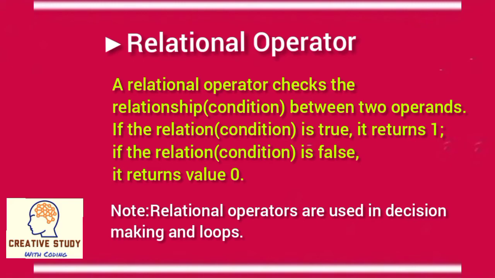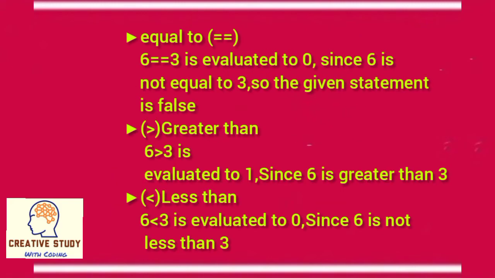Let's see relational operators like the equal to operator. 6 equal to 3 is evaluated to 0 since 6 is not equal to 3, so the given statement is false. Let's see another relational operator, greater than. 6 is greater than 3, so it is evaluated to 1 since 6 is greater than 3. Let's see another relational operator, less than. 6 is less than 3 is evaluated to 0 since 6 is not less than 3.